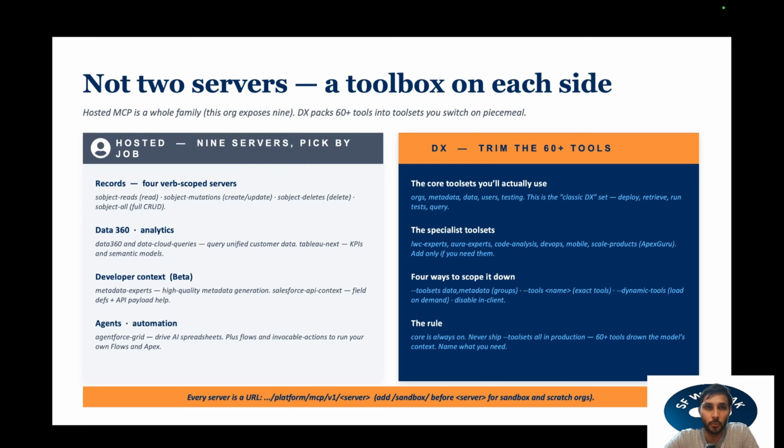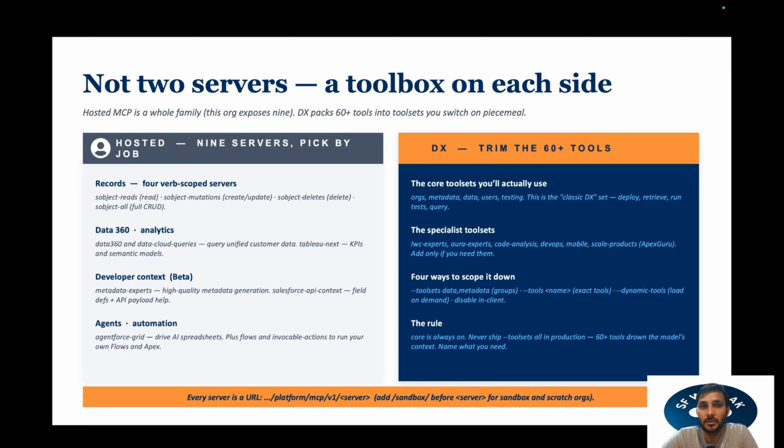Then a Data 360 group, a server for querying your unified customer data, and Tableau Next for analytics. A couple of newer developer ones in beta, metadata experts, which helps generate clean metadata, and Salesforce API context, which feeds the model proper field definitions so it stops guessing. There's an Agentforce grid server for driving those AI spreadsheet grids. And the two I like most, a flow server that turns your Lightning flows into tools Claude can call, and an invocable action server that does the same for your invocable method Apex. Your own automations exposed to an agent without writing a line of integration code.